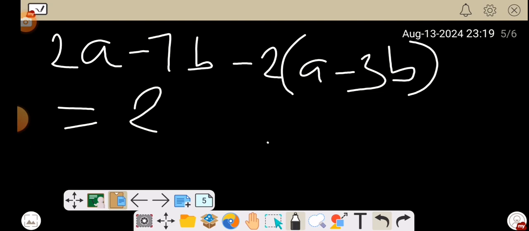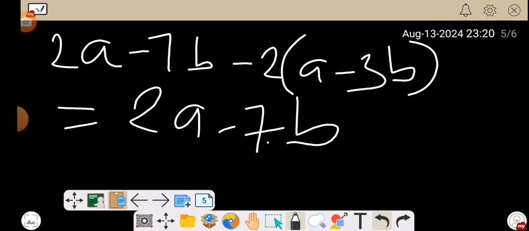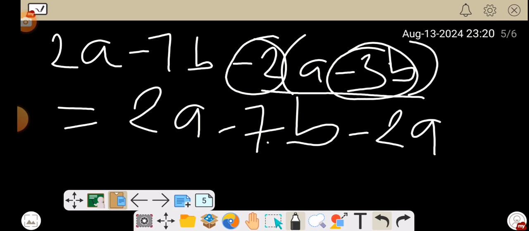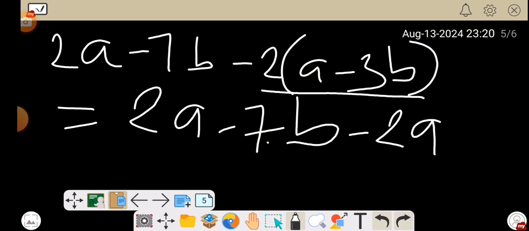So 2a should be maintained, minus 7b. Then what is in the brackets is a minus 3b. A and b are unlike terms, so multiply the 2 throughout everything in the brackets. So 2 times a gives us 2a. Then 2 times 3b: the 2 here has a negative sign, so this negative sign multiplies with the negative sign at negative 3b, which is going to give us positive 6b.